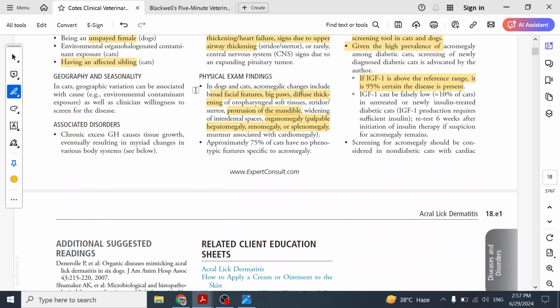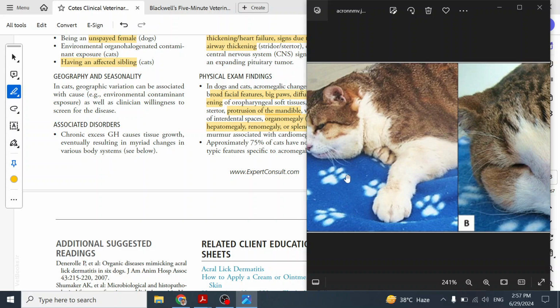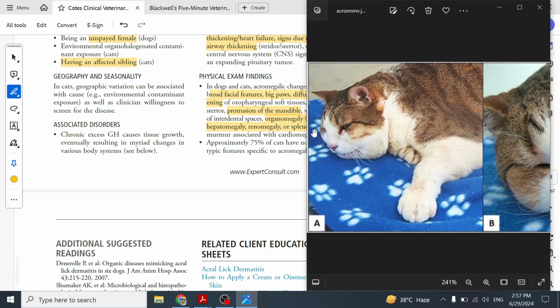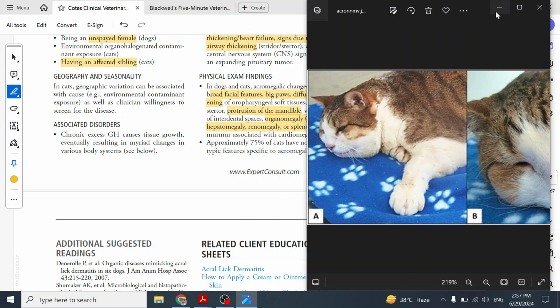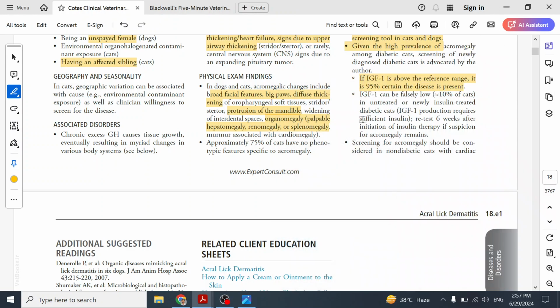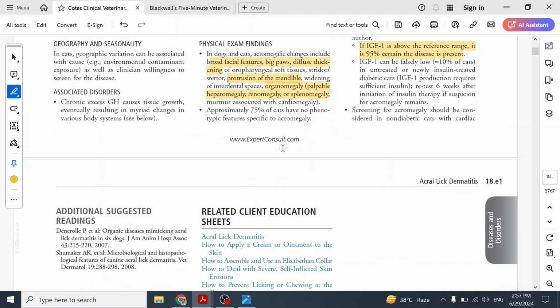Physical exam findings: you find broad facial features, big paws, and diffuse thick skin. If you look here, this is a broad face and broad, big paws. So this is the basic clinical sign or physical examination finding of acromegaly. Then you find protrusion of the mandible and organomegaly like hepatomegaly, rhinomegaly, and splenomegaly.